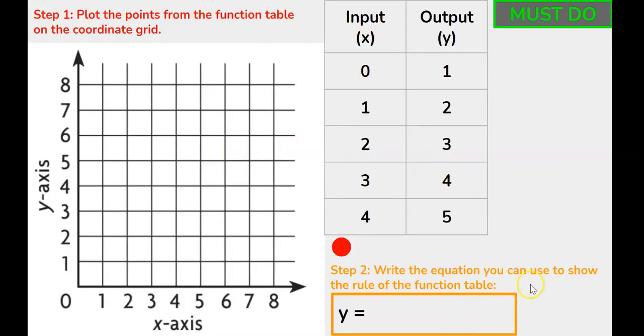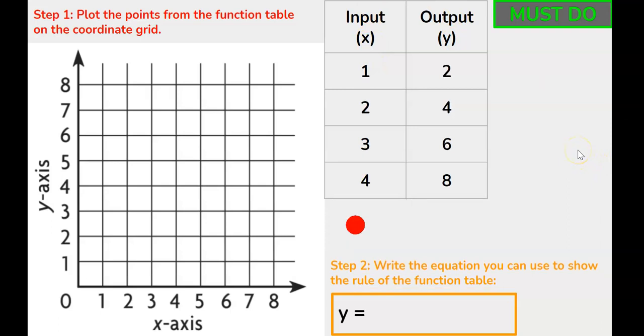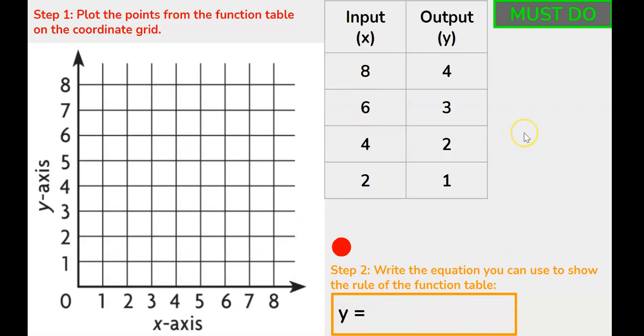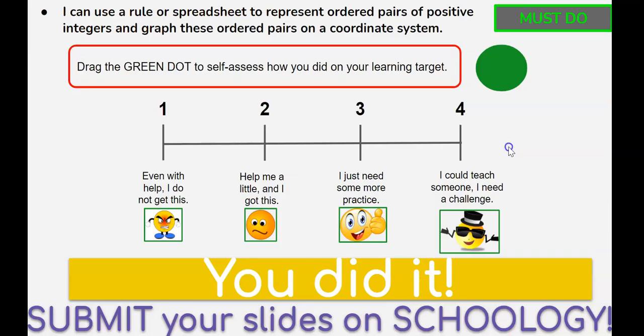This one, plot your points. Using the dots, you'll plot your points, and then you will also write an equation from your function table. What did you do to x to get to y? Again, you'll do that same thing. Plot your points. What did you do to x to get your y? And you'll write your equation right here. Another one like that. What do you do to x to get to y after you plot your points? And then you're done, and you can submit your slides on Schoology.